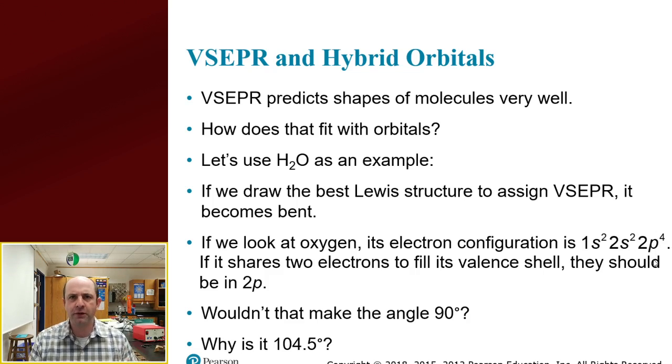And so, well, p orbitals, we said in chapter 6, they're 90 degrees apart, right? We have the x, the y, and the z. So if 2p orbitals are being used, they should be 90 degrees apart from each other. But when we measure the bond angle in water, it's really 104.5.